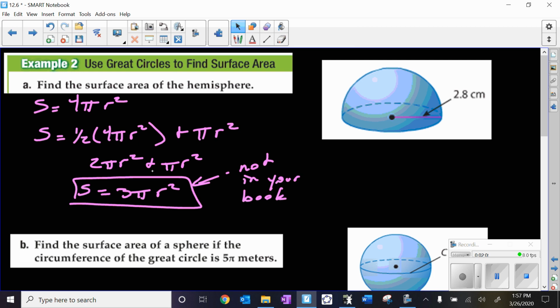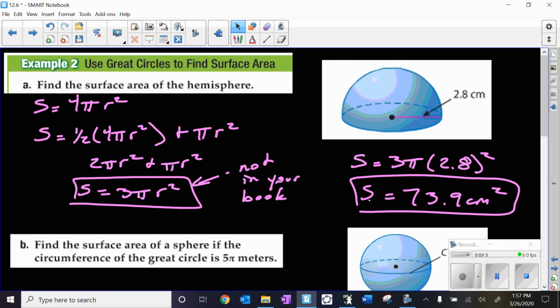we just created, understanding that we have half of a sphere and adding on our great circle, which simplified to 3 pi r squared. So we can say that we have 3 times pi times 2.8 squared, where 2.8 represents our radius. And if we solve and simplify all of that, it's going to get us 73.9 centimeters squared. Okay, so that would be the first one.